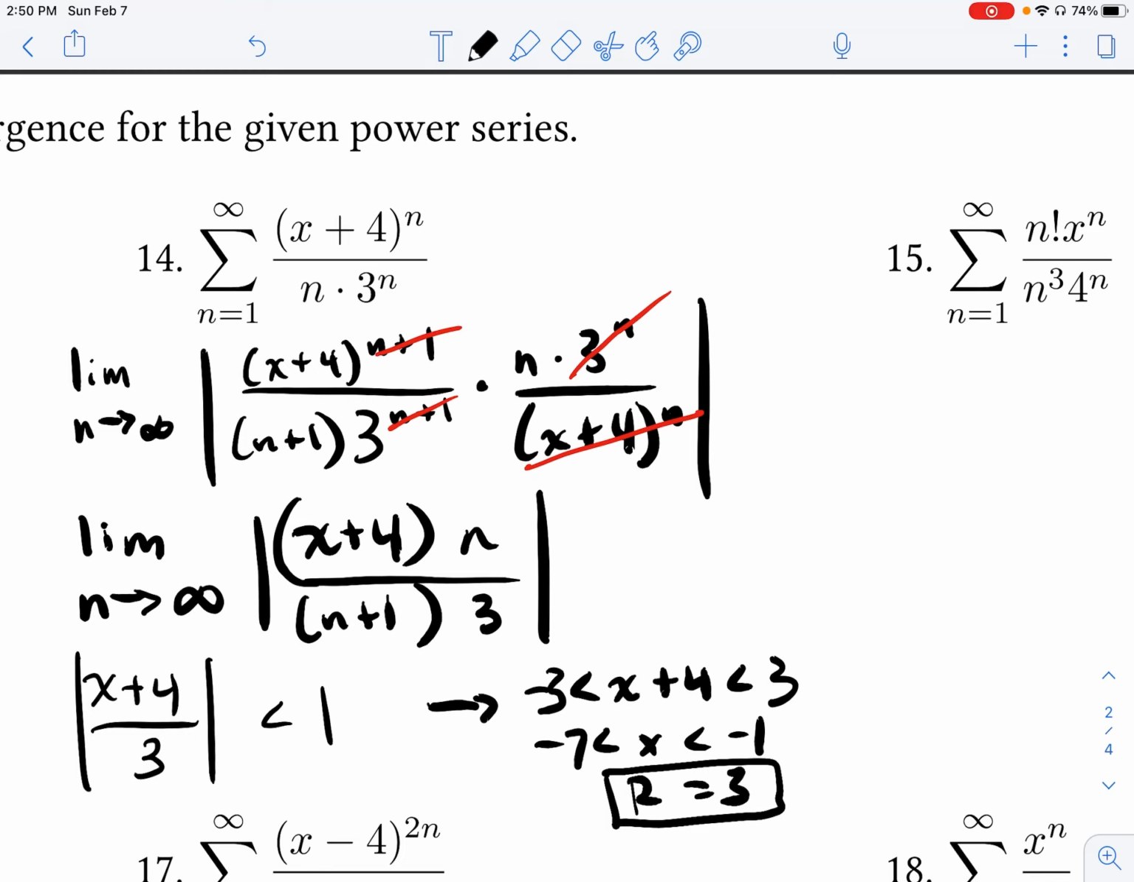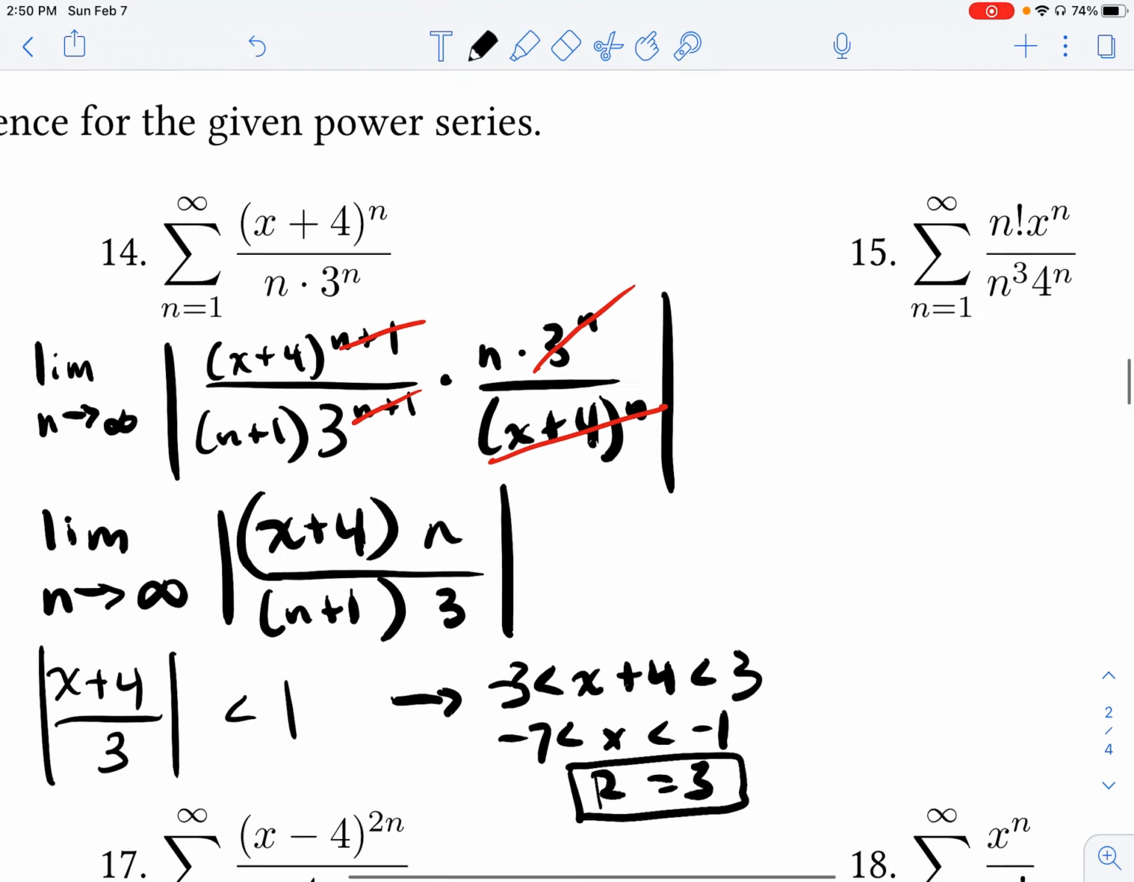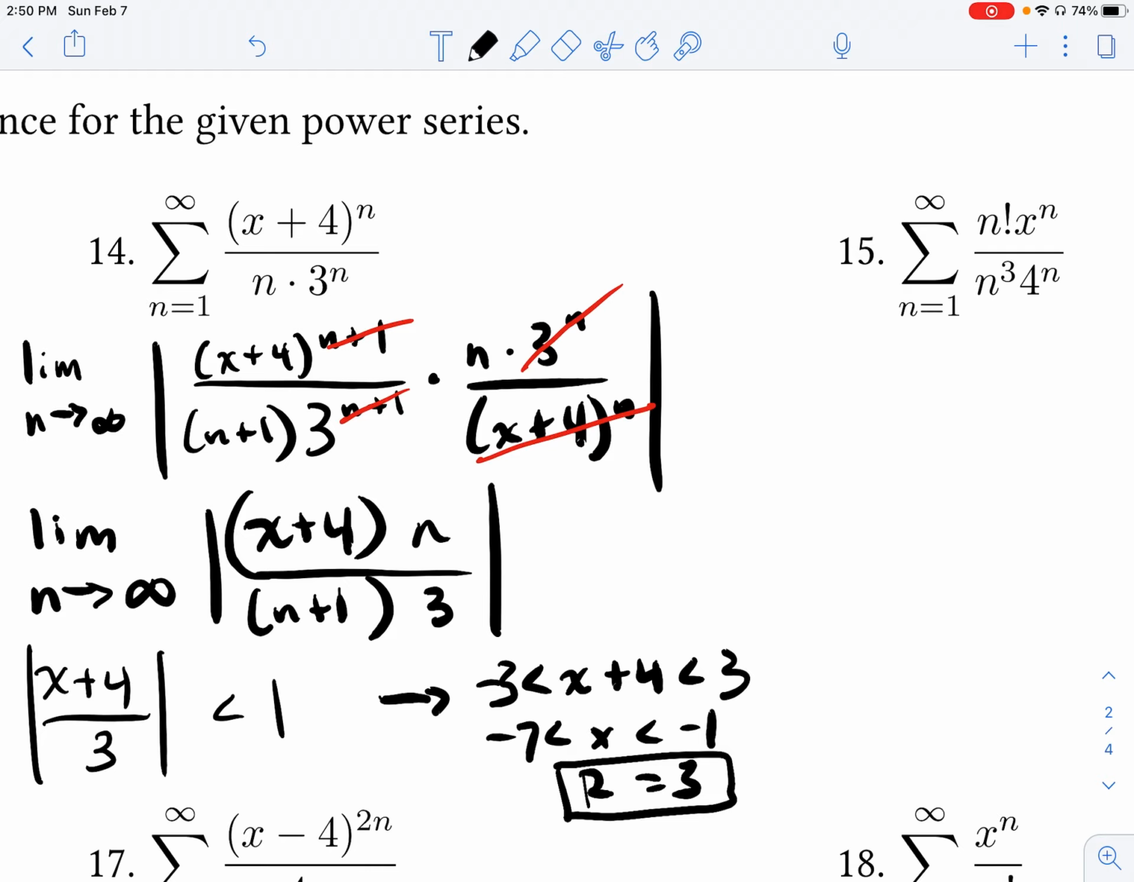Yeah. So our center is at negative 4, and then we're going to negative 1. That would be 3. Yeah, that checks out. All right, just wanted to make sure.